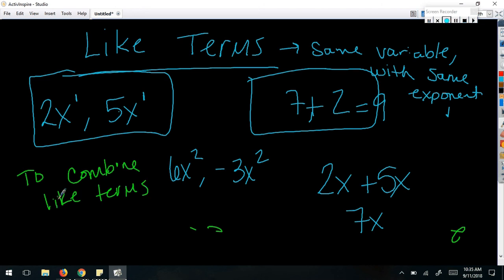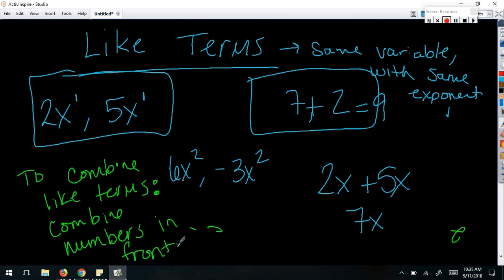All you do is combine the numbers in front. Does anybody know what those numbers in front are called? Coefficients. Oh, yeah, I heard that before. So we leave the variable alone, but we combine the numbers in front when we combine like terms.